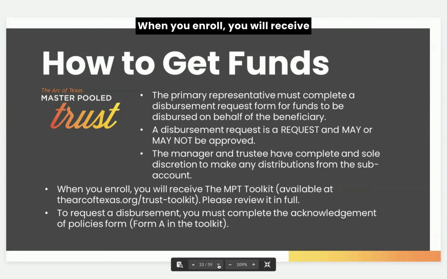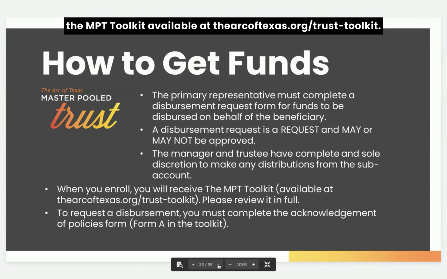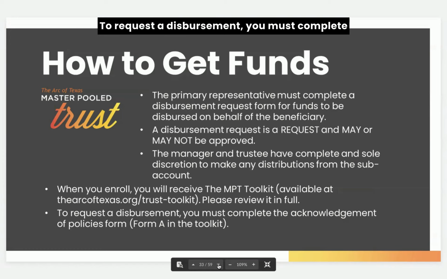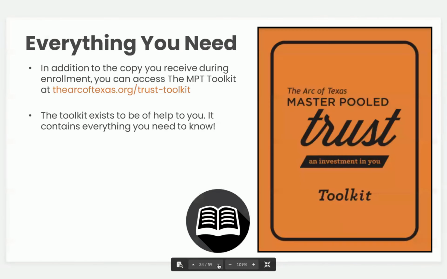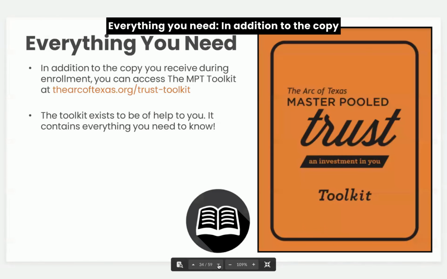When you enroll, you will receive the NPT Toolkit available at thearcoftexas.org/trust-toolkit. Please review it in full. To request a disbursement, you must complete the Acknowledgement of Policies form, which is Form A in the toolkit. Everything you need. In addition to the copy you received during enrollment, you can access the NPT Toolkit at thearcoftexas.org/trust-toolkit. The toolkit exists to be of help to you. It contains everything that you need to know.